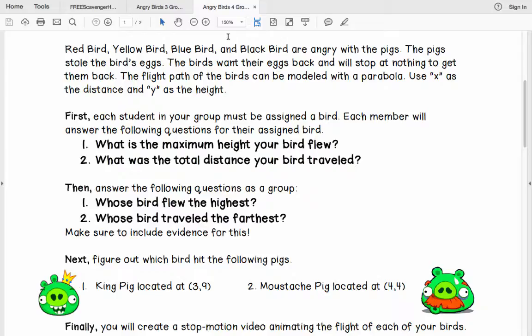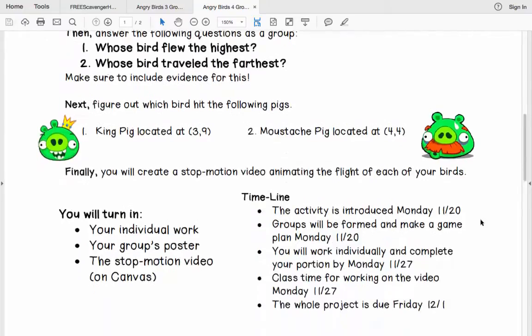Now, the part about the pigs is you need to figure out which bird hit the following pigs. So we have king pig that was located at the point (3, 9), and we have mustache pig who is located at the point (4, 4). So on your individual paper, you need to say whether or not you hit one or both of those pigs. And then as a group, you also need to say who hit those. And it needs to be shown. So I want to see your pigs on your individual graph, and I want to see the pigs on the group graph, on the group poster.